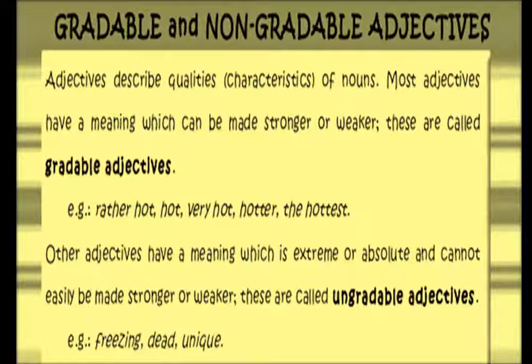In the gradable, we are showing the qualities of the noun, and we can describe the qualities of the noun, and the qualities have a meaning which can be made stronger or weaker. But in the non-gradable adjectives, we have the absolute meaning but it cannot easily be made stronger or weaker. It's very simple and clearly said in the non-gradable adjectives. The examples are freezing, dead, unique.